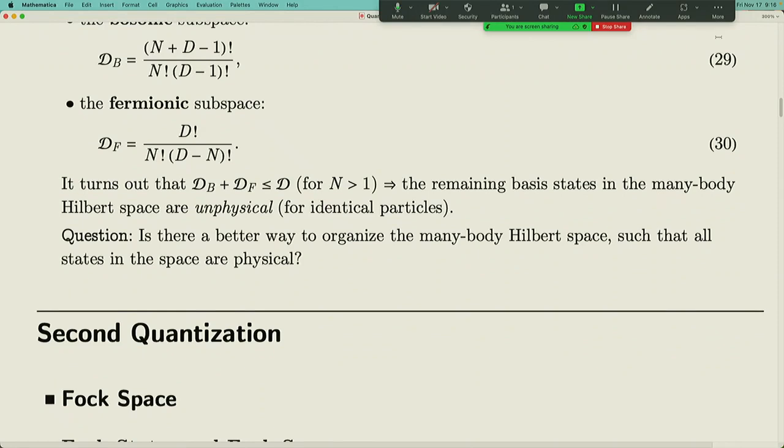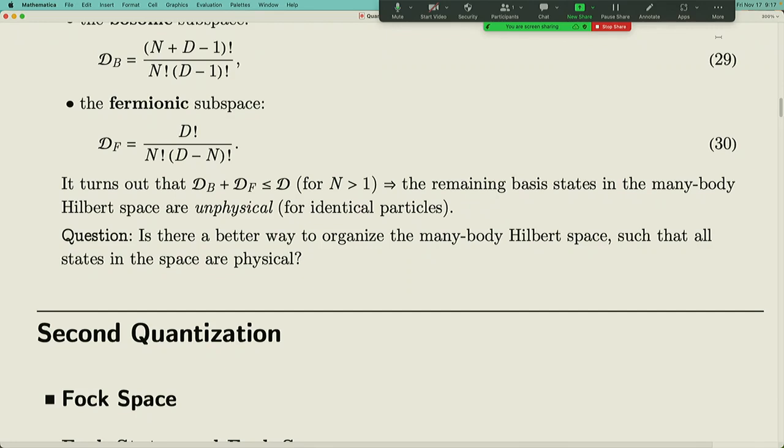But if you try to combine any state in our Hilbert space, you will end up with a too large space, which actually contains illegal states. So the question here is: is there a better way to organize this many-body Hilbert space that only focuses on these legitimate physical states of either bosons or fermions?